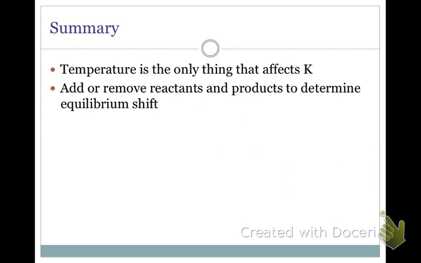All right, to quickly summarize, temperature is the only thing that affects the K value, and you can add or remove reactants or products to determine the equilibrium shift as well. Before, with that balance beam, I forgot to mention earlier, pretend it's your pencil. If you add some more reactants to one side, you weigh that side down and the other side goes up. So just play around with doing that.